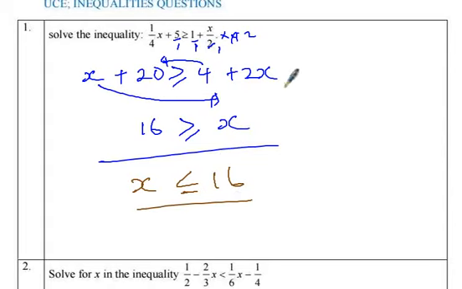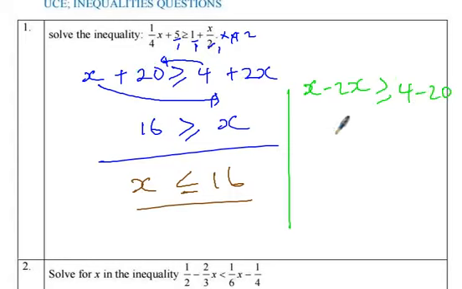At this step, you should have noticed that I decided to move the x term to this side, simply to dodge a certain step. But we can also look at it. If I was to move this to this side, I'd write x minus 2x is greater than or equal to, I have a 4 on this side, then 20 will come to this side, minus 20. So here I'll have minus x is greater than or equal to a negative 16.